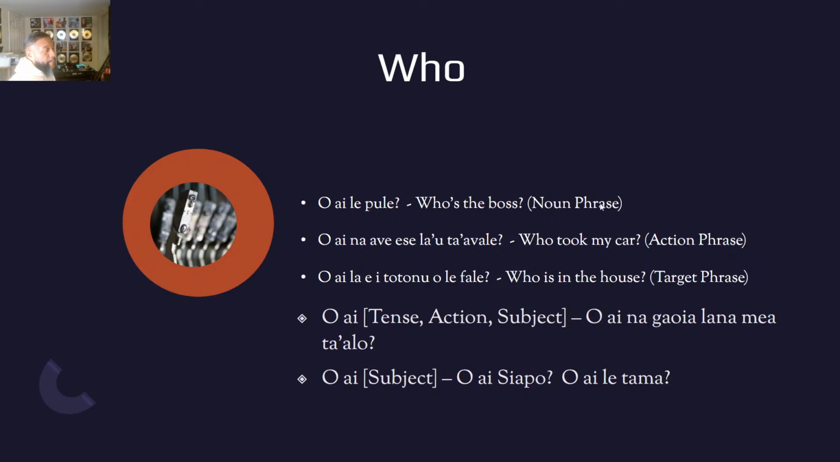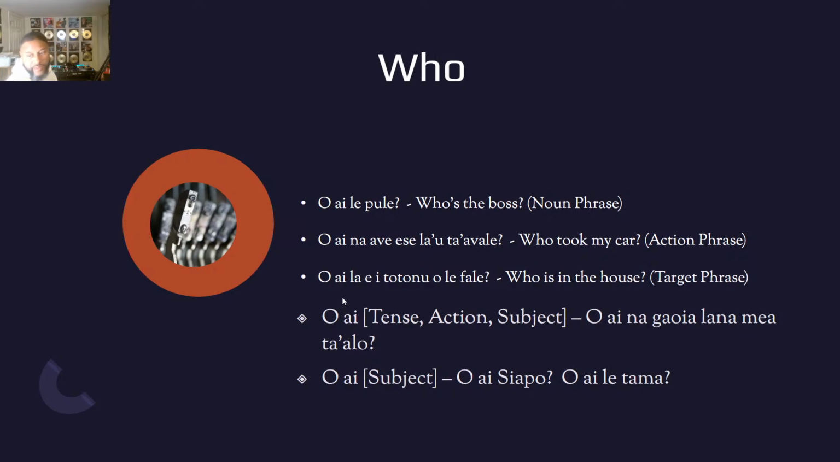We talked about how to put together our tense, past tense, na, right? So that's past tense. The action is ave, to take or take away, ave lau taavale, my car. So past tense, took my car. All we got to do is throw the oai in the front, and we say oai na ave lau taavale. Who took my car?